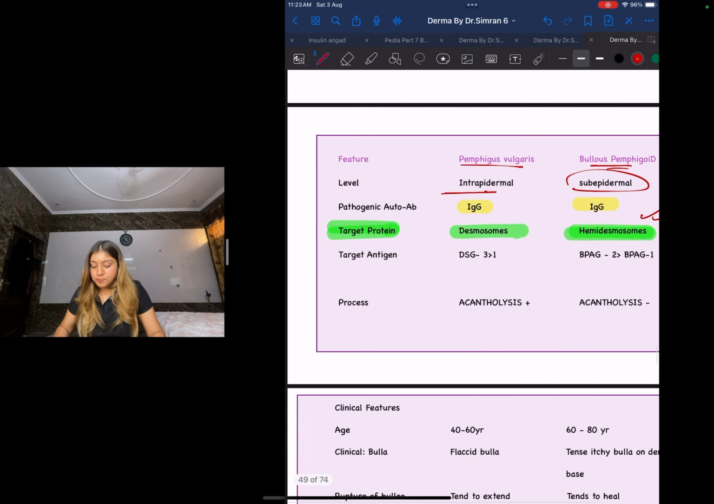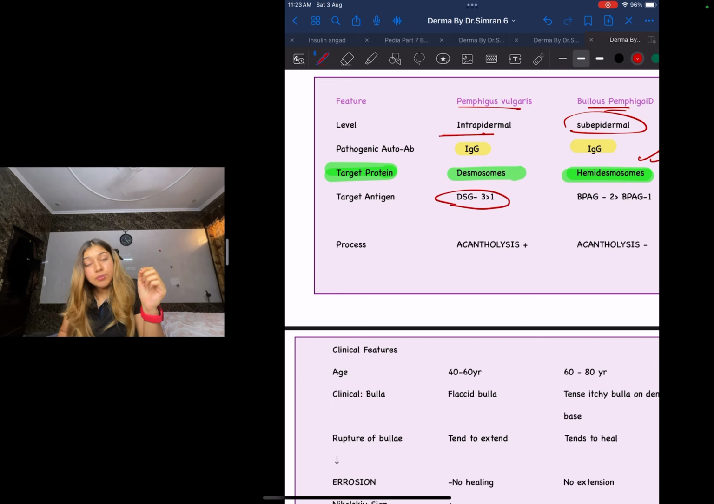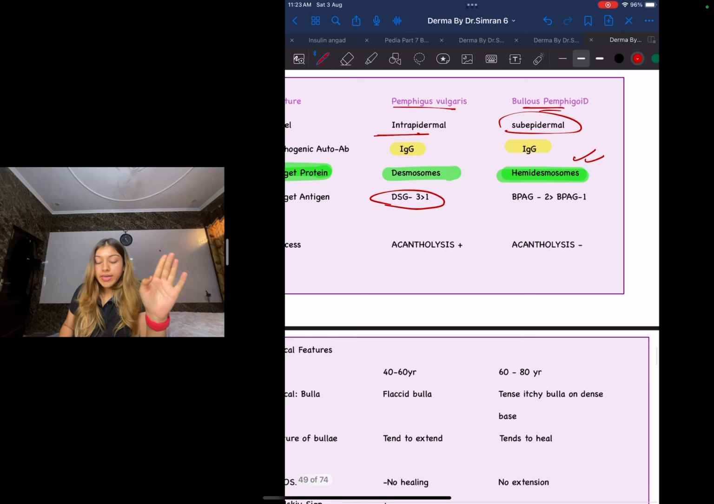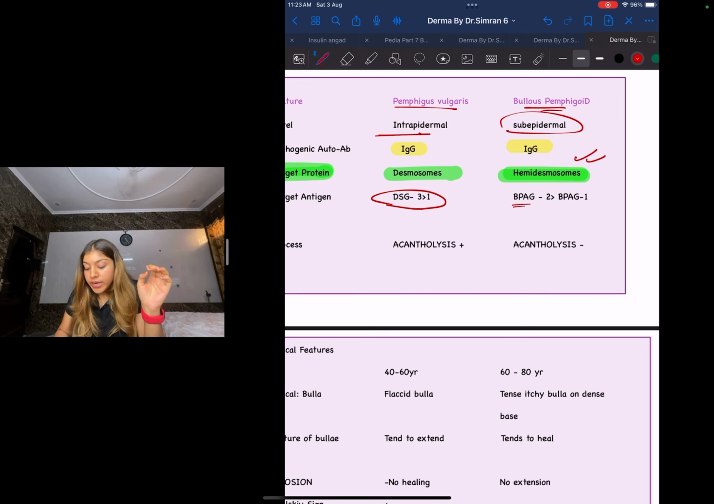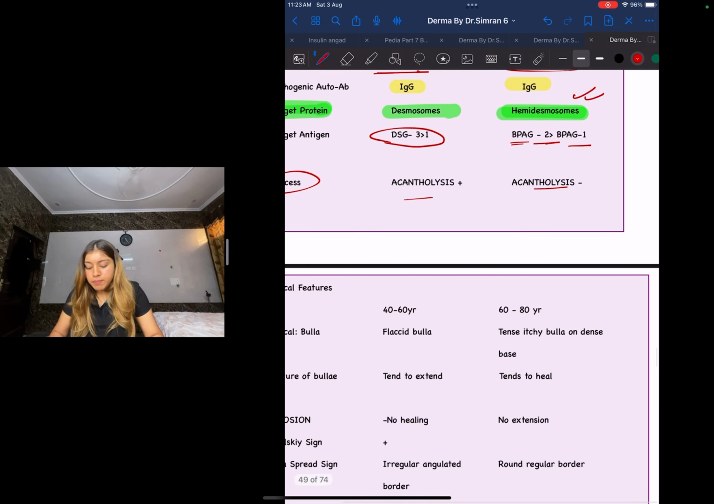It's a protein, right? Next guys, what you need to know is the target antigen. The target antigen, as discussed earlier, is going to be desmoglein 3, more common than 1, for pemphigus vulgaris, whereas it is going to be bullous pemphigoid antigen 2, more than 1. Next guys, the process. Acantholysis is going to take place in pemphigus vulgaris, whereas there is no acantholysis in bullous pemphigoid.